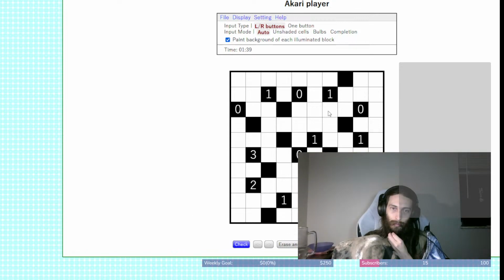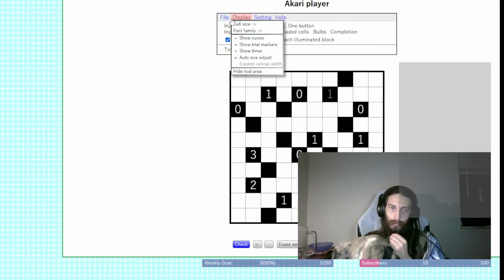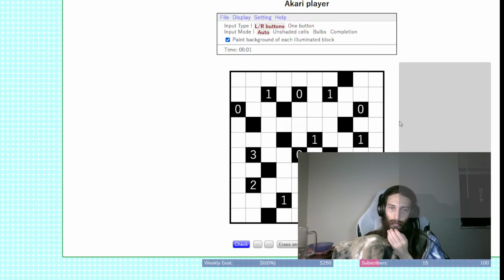So we're placing light bulbs. So if I were to place a light bulb here, then that would fill in that region, and then the 1 would be done. Okay. So how do I reset the time? I just hit refresh. There we go.